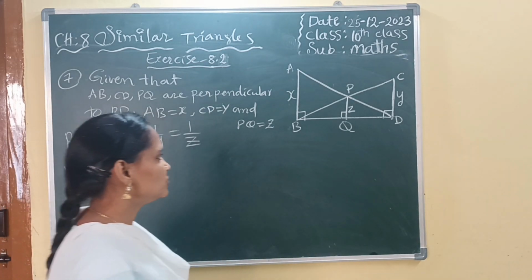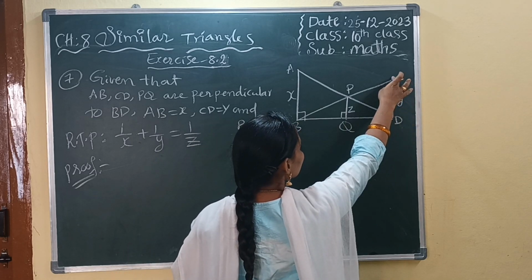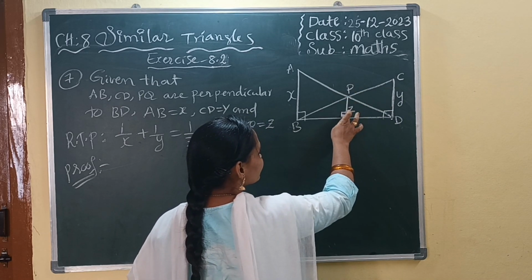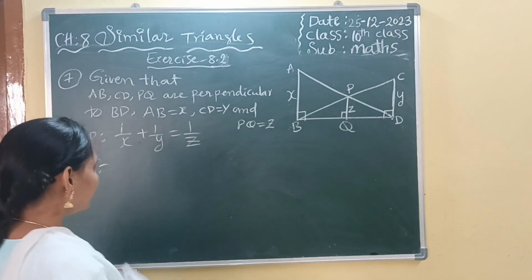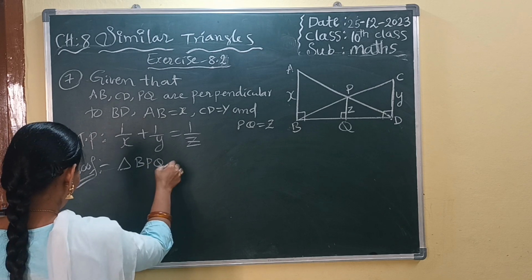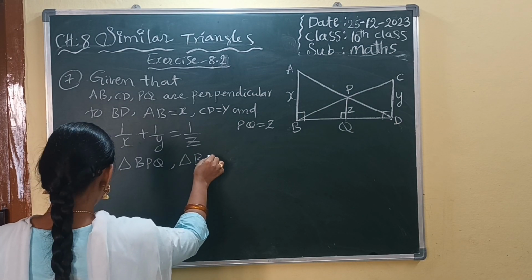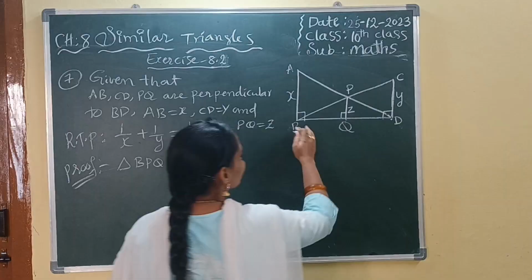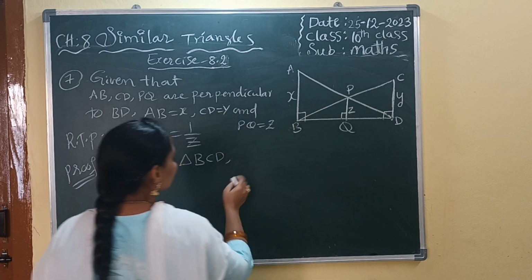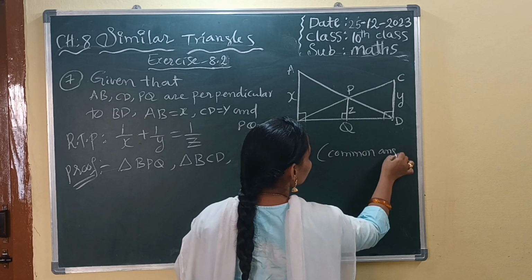In the given figure, if you observe, we find two right angle triangles. One is BDC, a right angle triangle. One more is BQP, a right angle triangle. So we can write triangle BPQ and triangle BDC. In these two right angle triangles, B is a common angle. Angle B is equal to angle B, common angle.